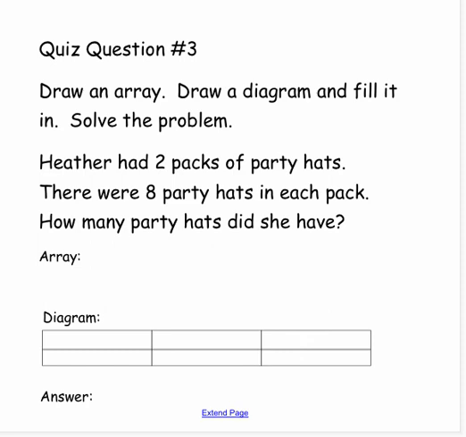In your math notebook, you might want to set it up like this. Leave space to do your array up here. Your diagram can go underneath it. I will even help you here. Heather had 2 packs of party hats. You're going to want to have one space for packs. And then you're going to want another space for party hats in each pack. So we'll say hats per pack.